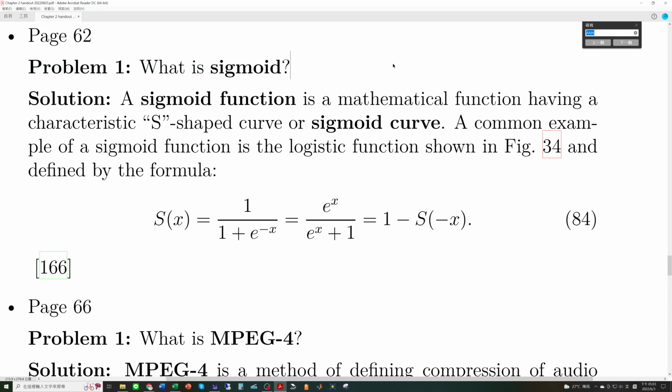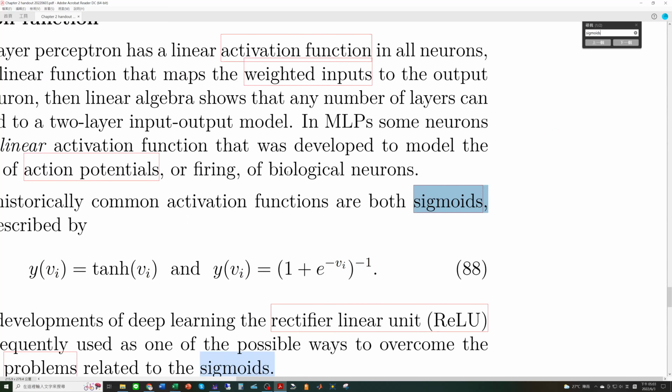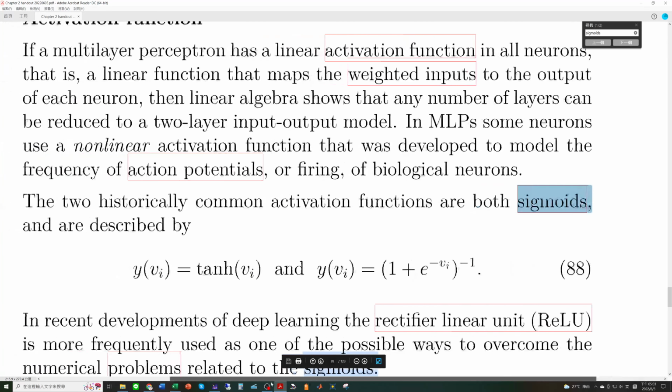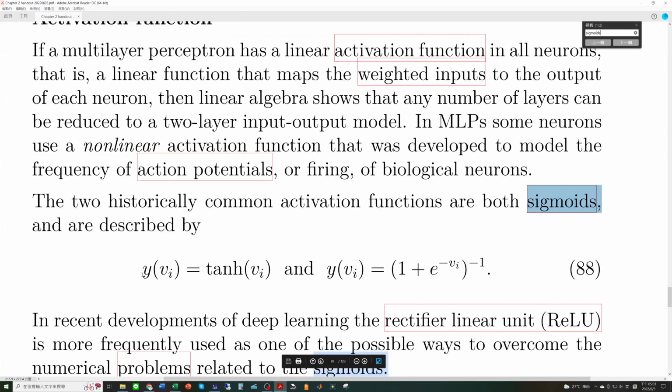Okay, let us go back to the sigmoids. The two sigmoids are described by y(vi) = tanh(vi), and y(vi) = (1 + exp(-vi))^-1.